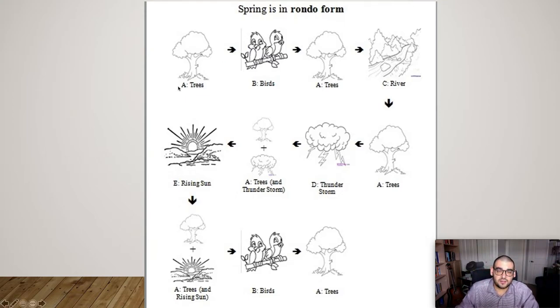So if you take a look at the form, the theme is always the trees. And so when you're listening to it, I want you to listen to these different parts: trees, then the sound of birds, and then we go back to the main theme of trees, and then we have this flowing, meandering river that musically paints the picture of a flowing, moving river, and so on. So take a listen and follow along.